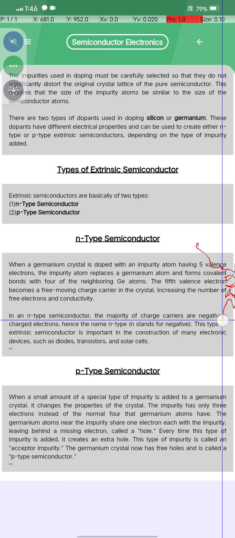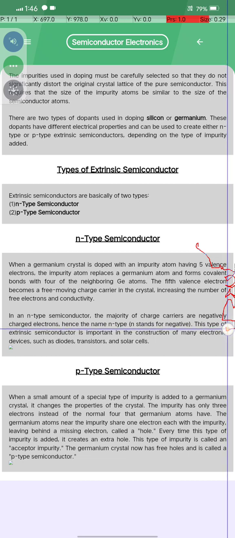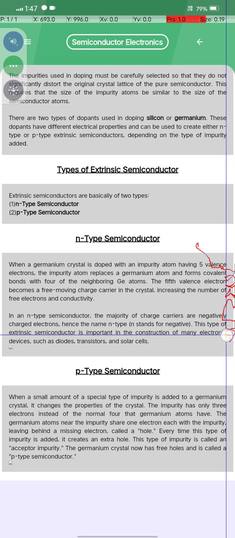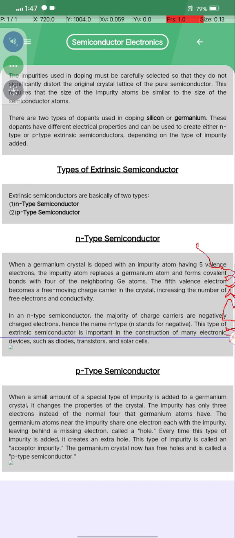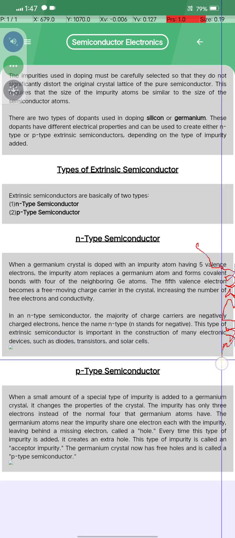In an n-type semiconductor, the majority of charge carriers are negatively charged electrons, hence the name n-type, and the n stands for negative. This type of extrinsic semiconductor is important in the construction of many electronic devices such as diodes, transistors and solar cells.